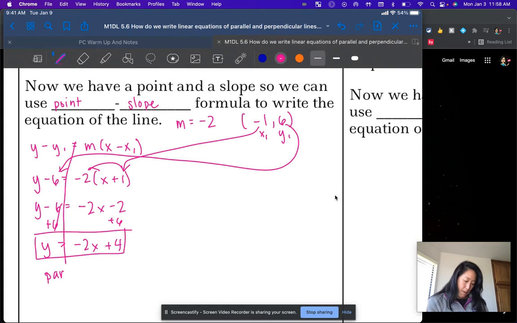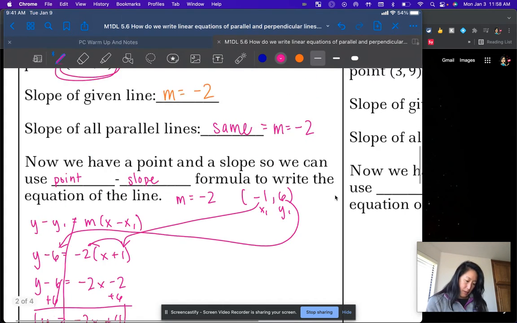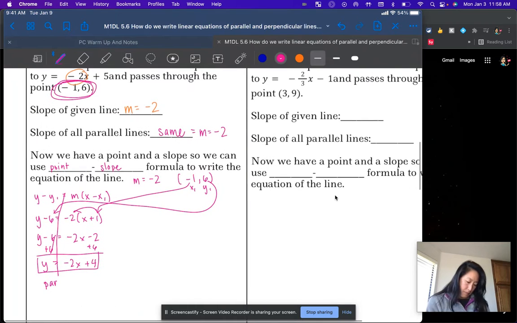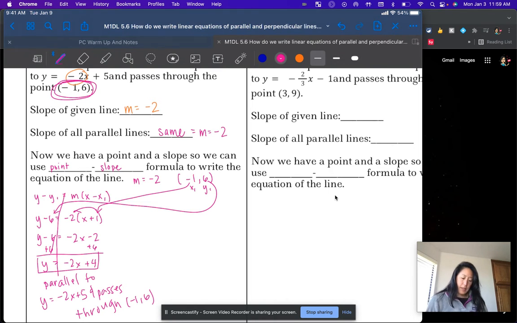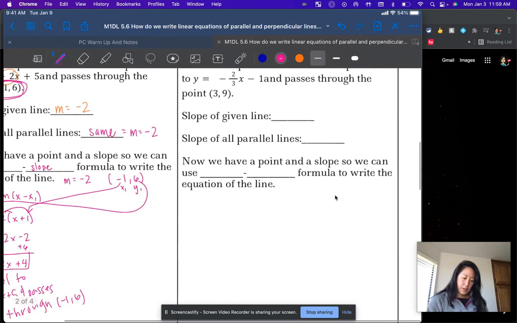So this is the parallel line to y is equal to negative 2x plus 5 that passes through negative 1 comma 6. Okay. All right. You try the next one.